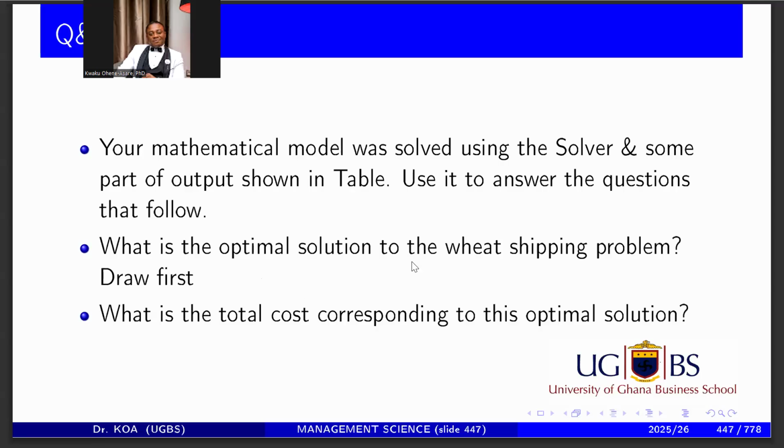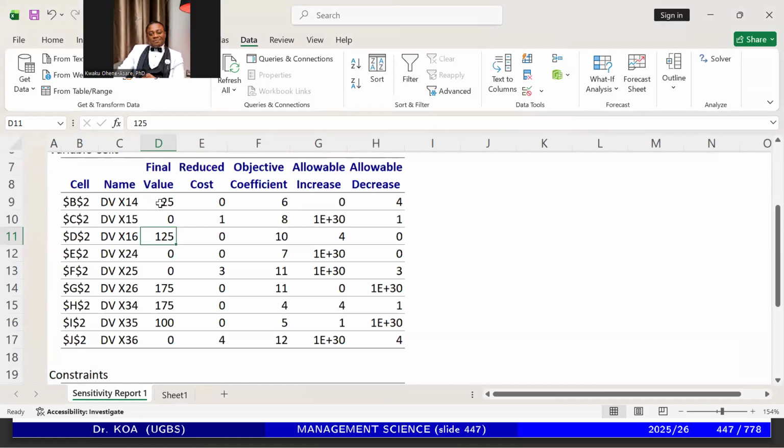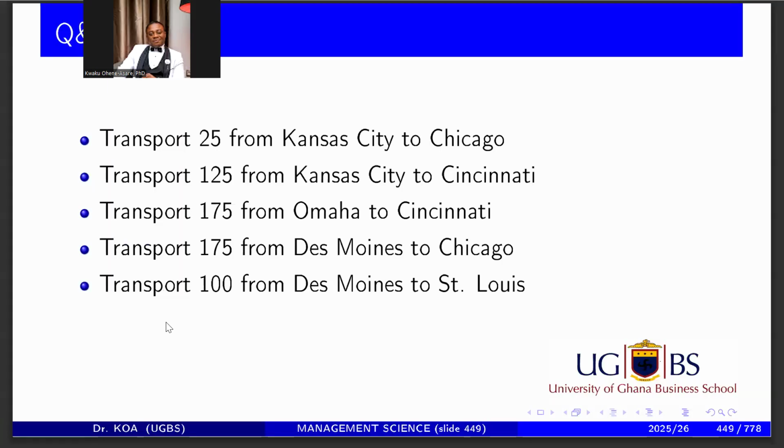So the question says, what is the optimal solution? So this one, you type it. I just said it. The optimal solution is to send 25 tons from Kansas City to Chicago. And let me pick the last one. And to send 100 tons of wheat from DM to St. Louis. So that write-up is here. Okay, 25 from Kansas City to Chicago, 100 from DM to St. Louis.